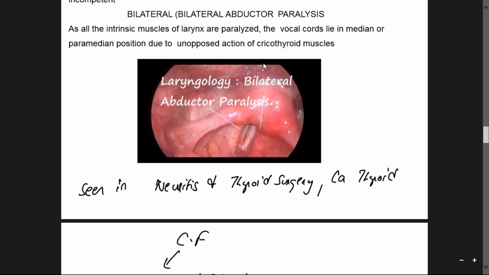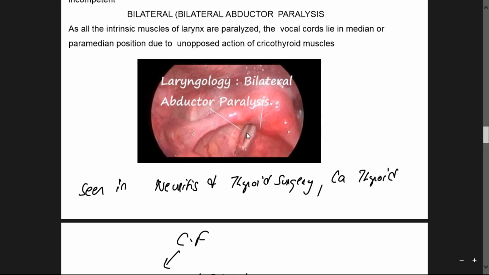So remember, unilaterally what happens? Cricothyroid is functioning. We are talking only about the recurrent laryngeal nerve here, right? So both recurrent laryngeal nerves have been sectioned off. Now what muscles will be acting? Cricothyroid on both sides. What is the cricothyroid action? It's adduction. So it will bring the vocal cords adducted.